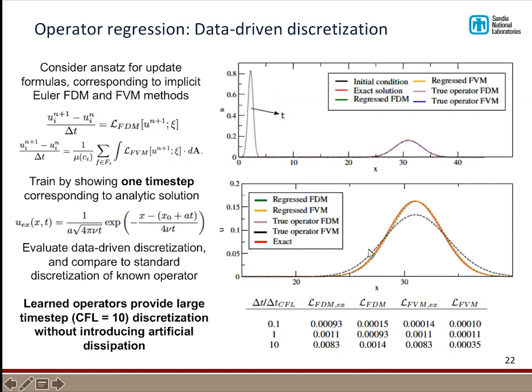And so you can see this dashed black line is what would come from a straightforward discretization of the governing equations. So the operators that we actually pull out, though, aren't dissipative at all. So you're able to take a CFL number of 10 and have an order of magnitude increase in the accuracy compared to if you just took a standard discretization and worked with that.